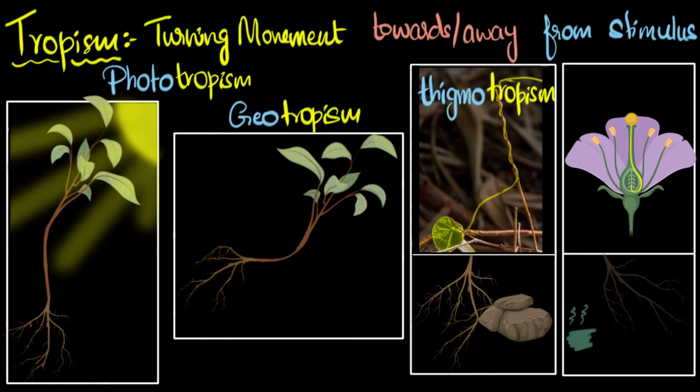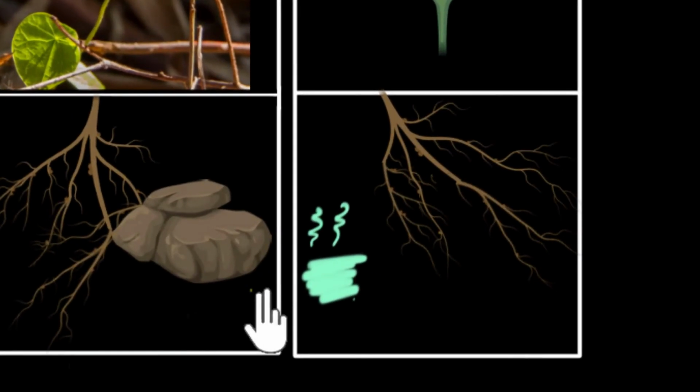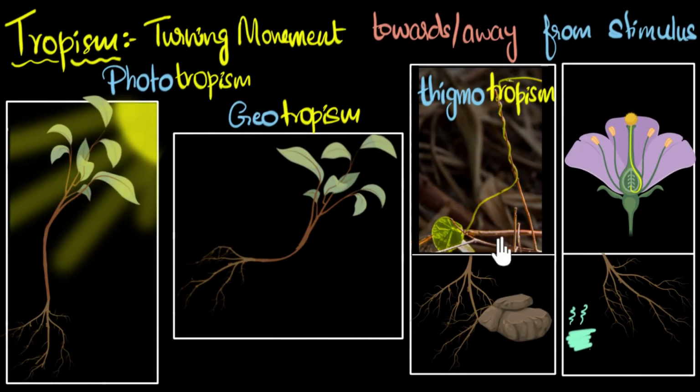Another such example can be seen again in the roots. If there are some harmful substances which release some harmful chemicals, the roots will sense that, and this time they will start growing away from that. So again, this is the turning movement away from the stimulus being some chemicals. So what do you think we should call this tropism? Since this tropism is due to chemicals, we will call this chemotropism.